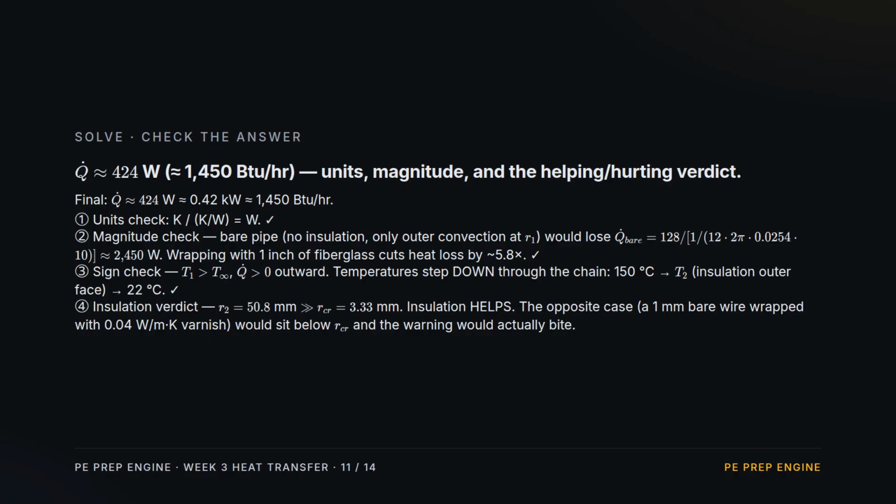Sanity checks. A bare pipe with only outer convection would lose about 2400 watts. So 1 inch of fiberglass cuts the loss roughly 5.8 times. Pipe is hotter than ambient, so Q dot is positive outward, stepping down the chain. And the outer radius far exceeds R critical, so insulation helps.